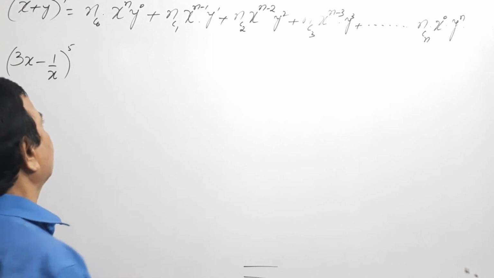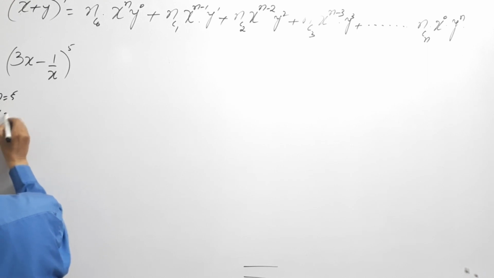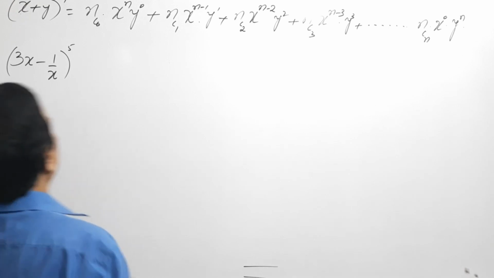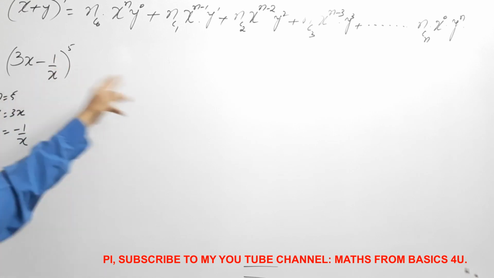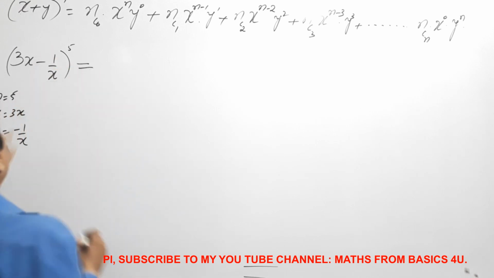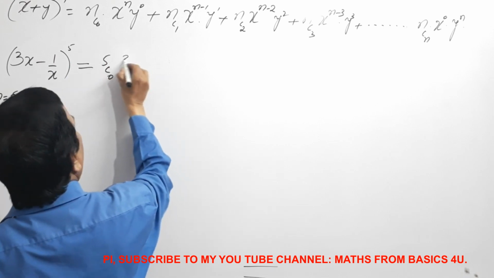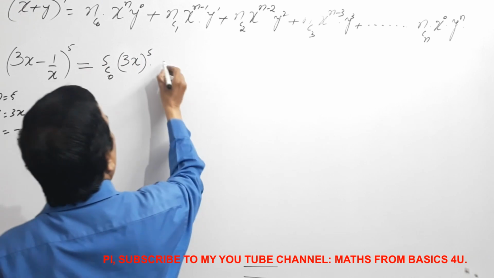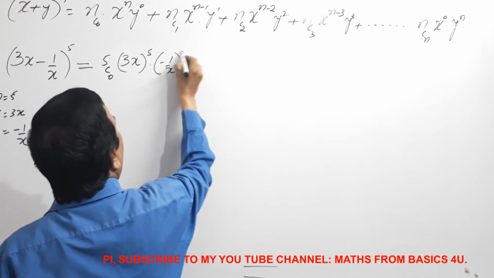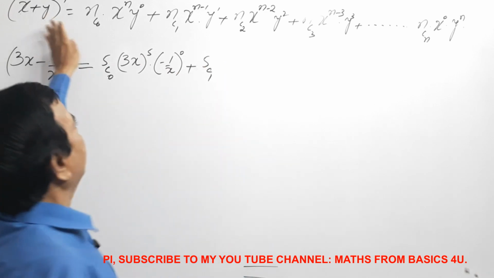Yes students, we will take the next problem. So here n equals 5, x equals 3x and y equals minus 1 by x. Make a note like this, it will help you a lot when solving a problem. Write the abstract of this problem and go ahead. So as I said, n is 5. So 5C0, x is 3x to the power of how much? 5, into y, which is nothing but minus 1 by x, to the power of 0, plus 5C1. I have written this binomial theorem as it is.